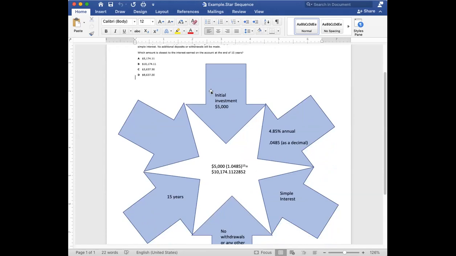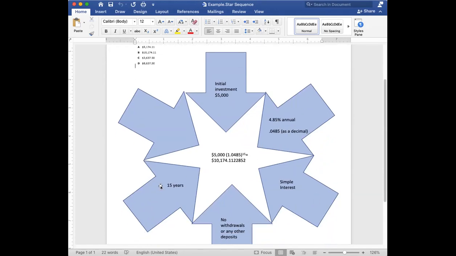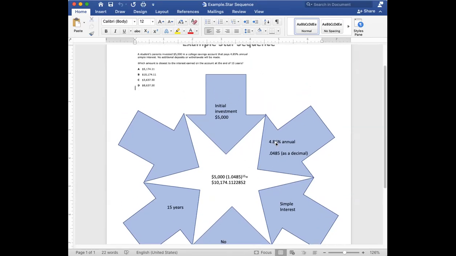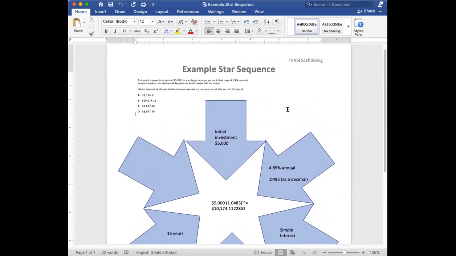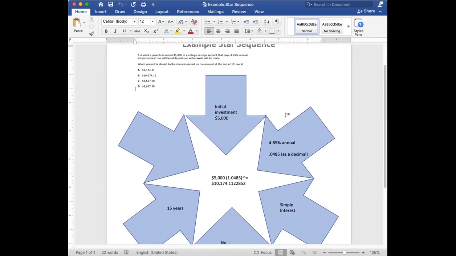And then what you do is you put a little bit of information in each one of the arrows that point towards the center. And then the center, you take all that information and you solve the problem. So again, just another way to get the kids to pull the information out of the problem and then to solve the problem.